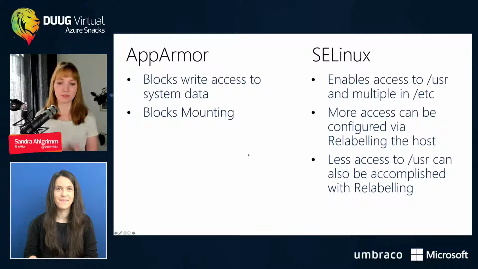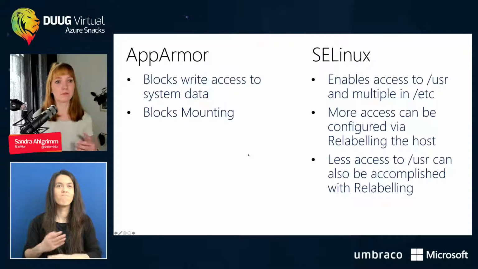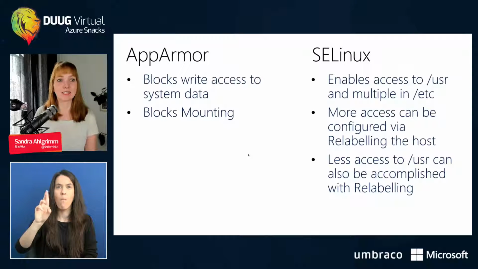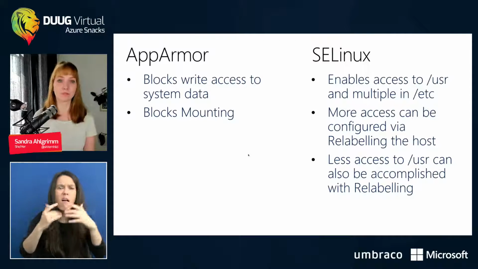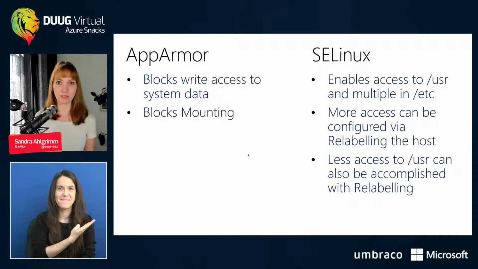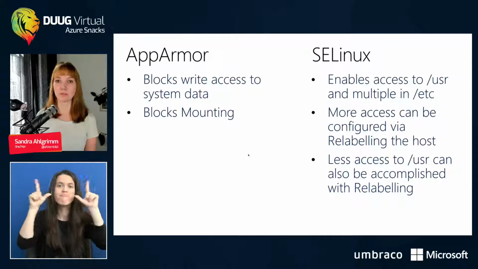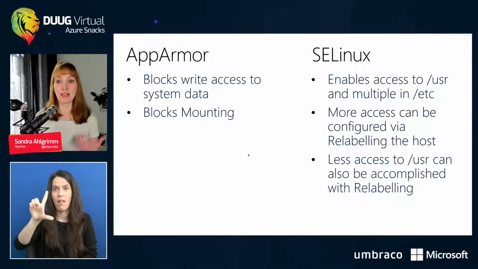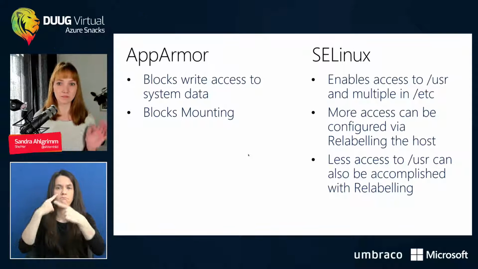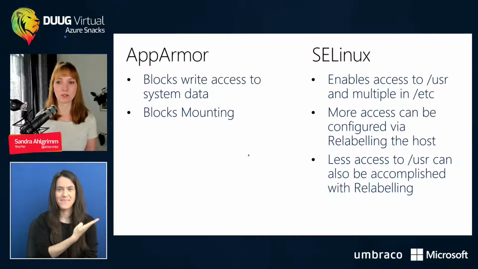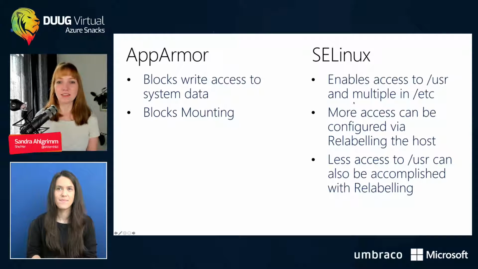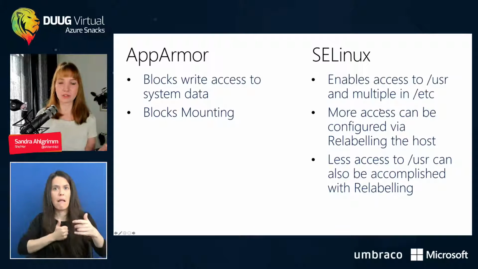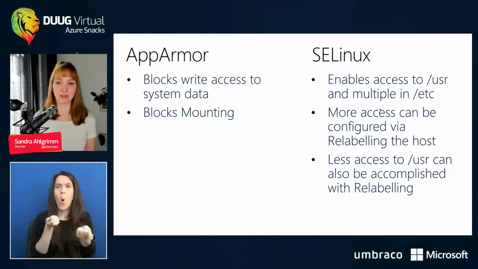And for the security modules, you have AppArmor, which will block every write access to the system data, and it also blocks mounting by default. So nothing can be mounted without you knowing about it, without it being configured. Then you have SELinux, and this will enable, again, the access to the user path and multiple ones in etc. That's what we're going to need to make Docker run here. And the access can be configured, so we can just relabel the host, and then we can make sure that more is accessible.